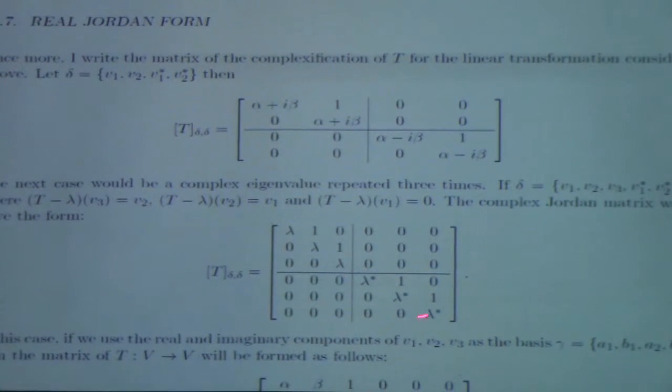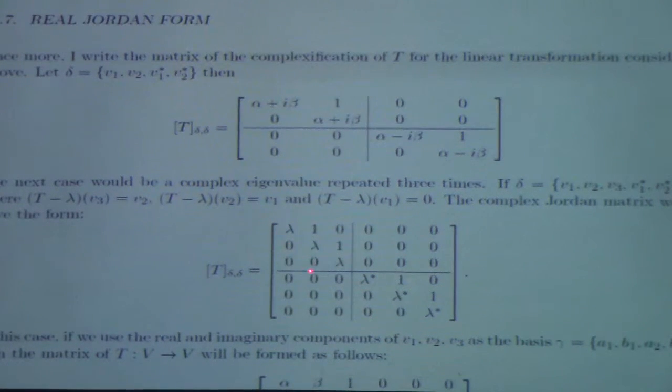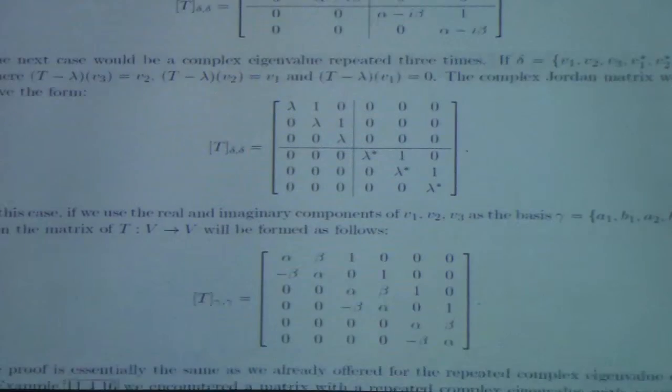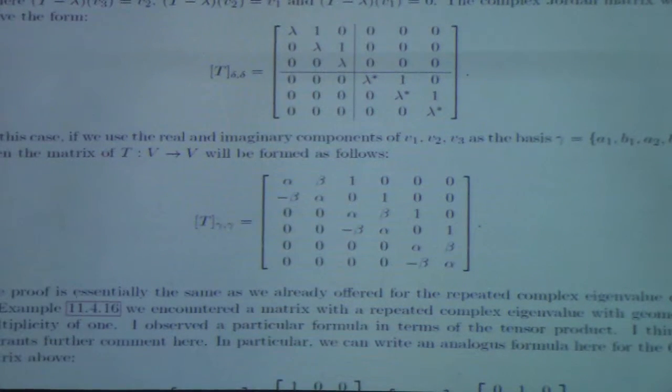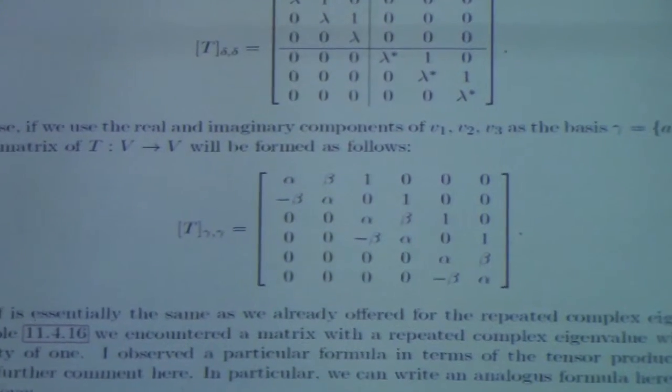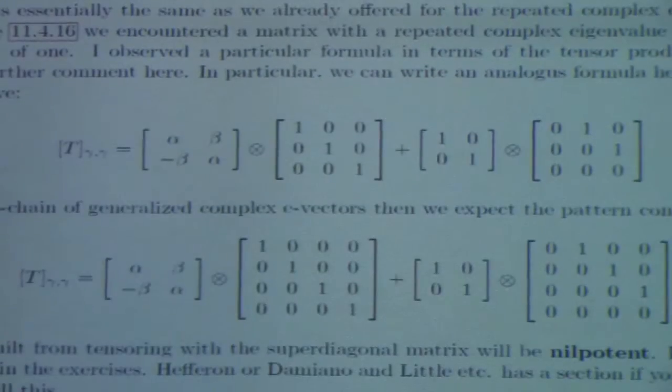Here would be the complex Jordan form for a three-peated eigenvalue. If you had a three-chain of generalized complex eigenvectors for a given real transformation, they always come in conjugate pairs. Now, what would the real Jordan form look like for that? Here's the real Jordan form for the case of a three-peated complex eigenvalue alpha plus i beta. You have this block, the same block again, the same block again, and then these ones on the superdiagonal, like so. There's a pattern here.